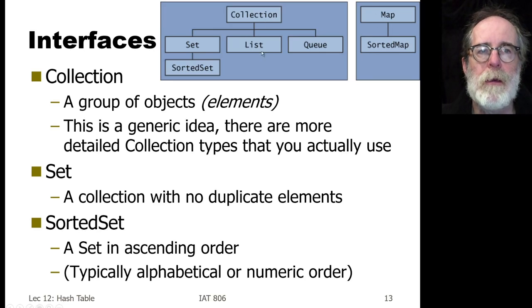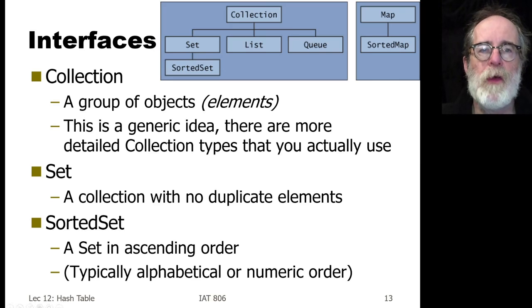So list, we've seen one of these before. Array list is a member of this thing. A collection is a group of objects or elements. This is a generic idea. The more detailed collection types are the ones you actually use. So what's a set? A set is a collection with no duplicate elements. That's from set theory in mathematics. It's an implementation of the same concept.